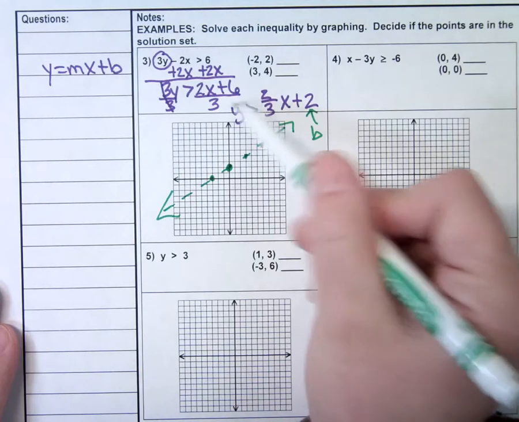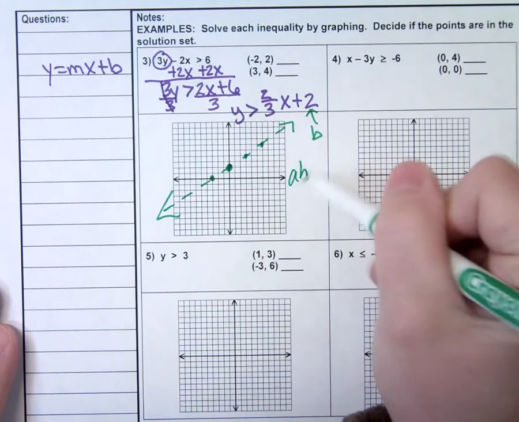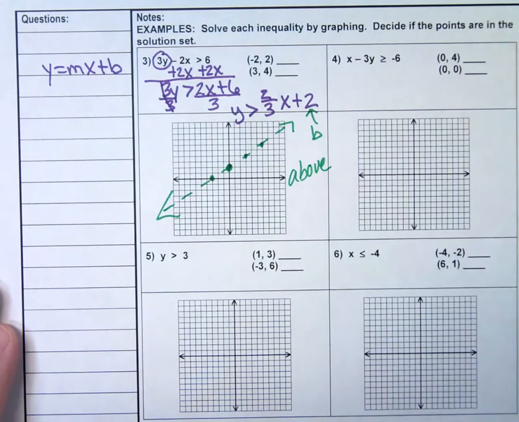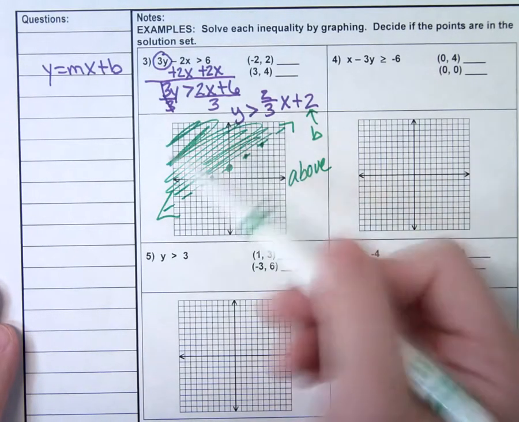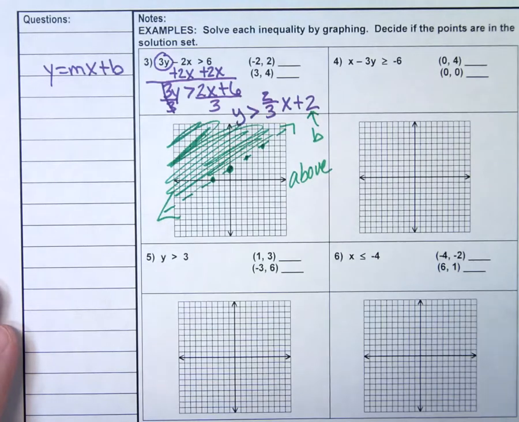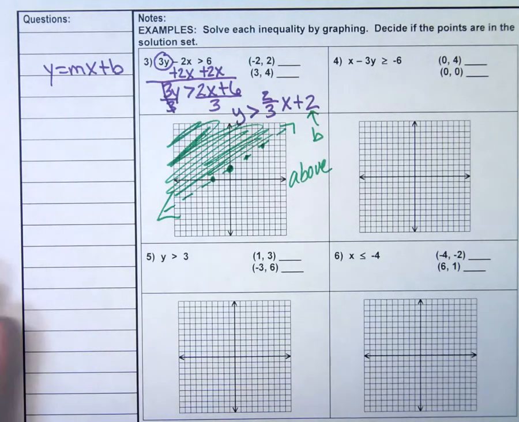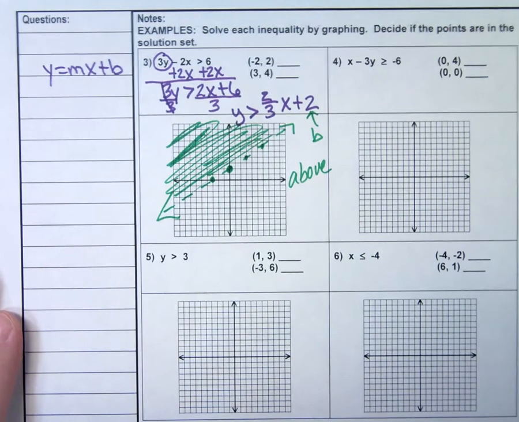And because it's a greater than symbol, I shade above. So anything above the line is an answer. So all of this to infinity on up. Okay, now the next thing says decide if the points are in the solution set.